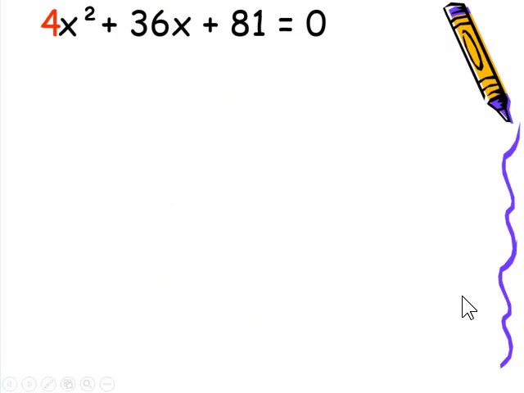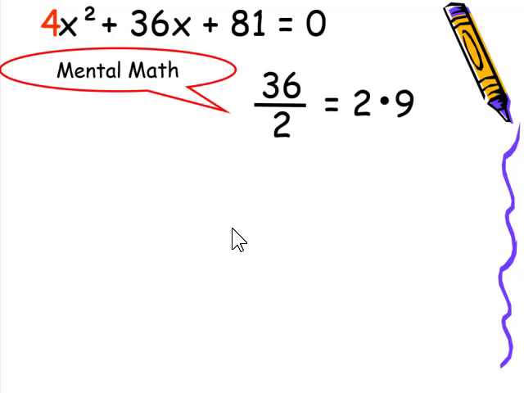In this particular case, we have a leading coefficient of 4. So we'll take half of the middle term, 36 divided by 2. The square root of 4 is 2 times the square root of 81, which is 9. And we can see that 36 divided by 2 is 18, and 2 times 9 is 18. Therefore, this is a perfect square trinomial.